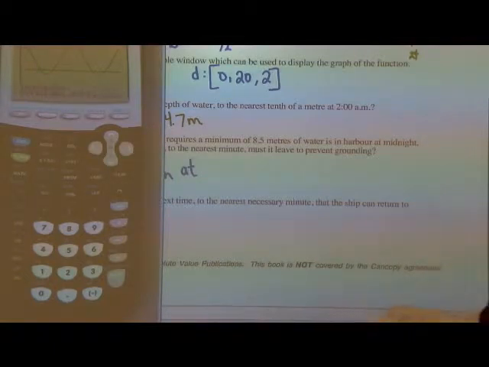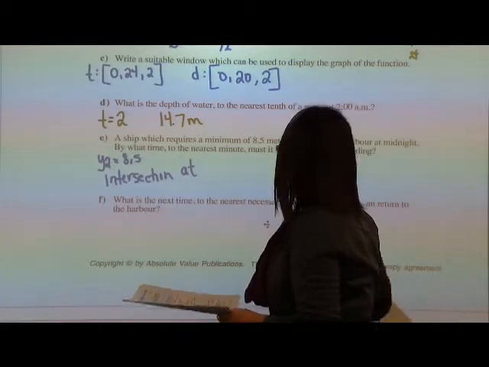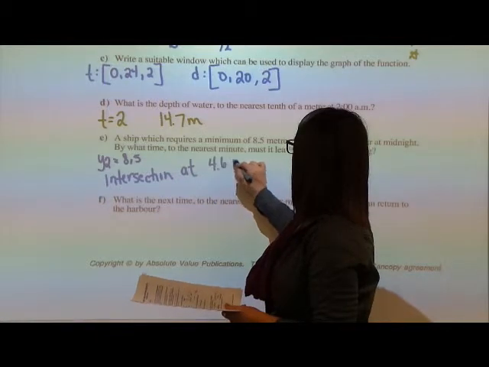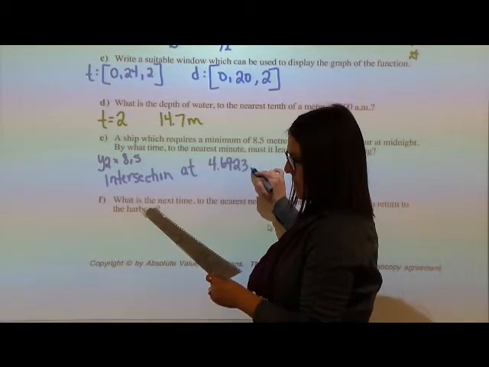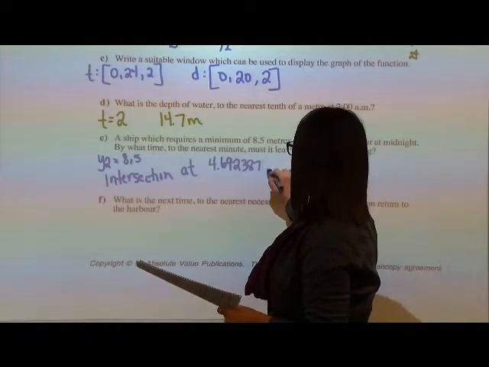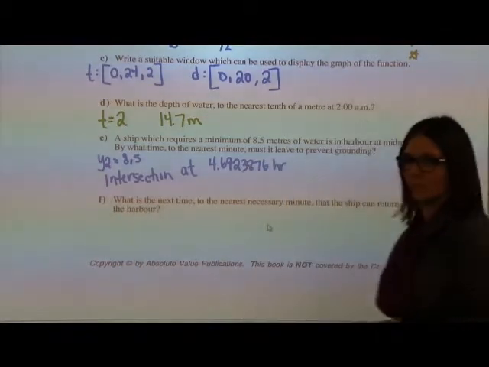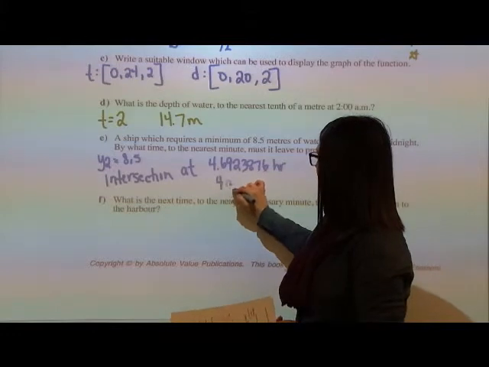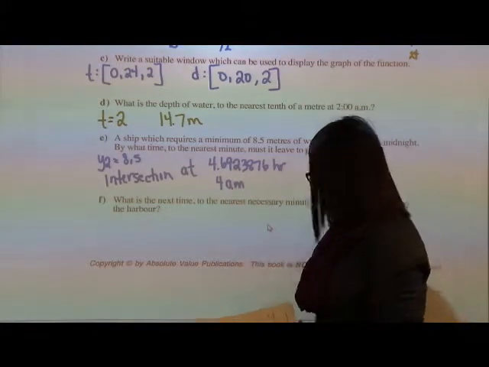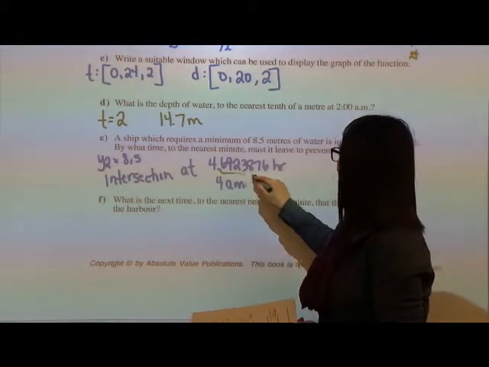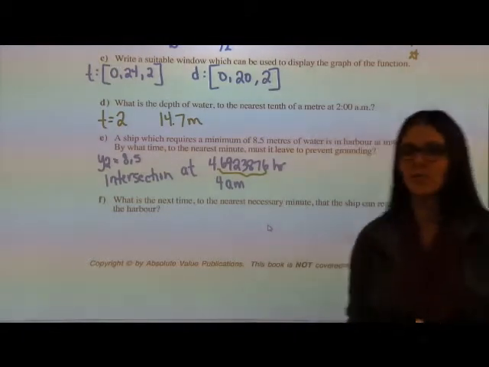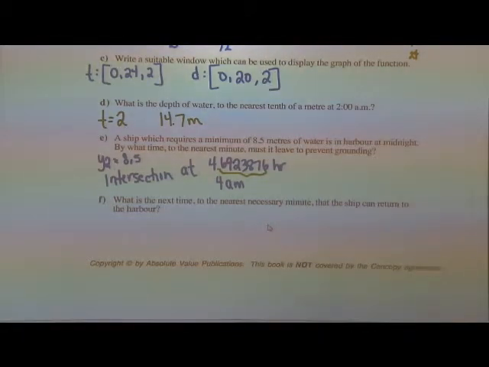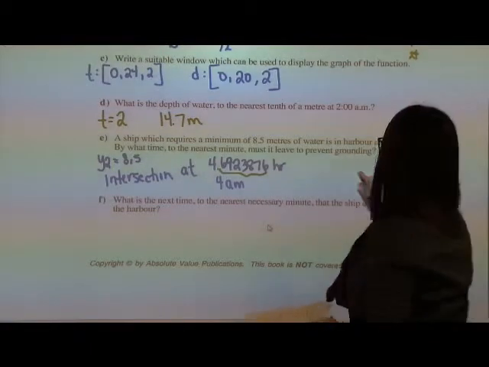.6923, okay? So this is 4.6923876 hours after midnight. So I get the 4 a.m., but how do I convert this part to a time that we can recognize? Times it by 60.